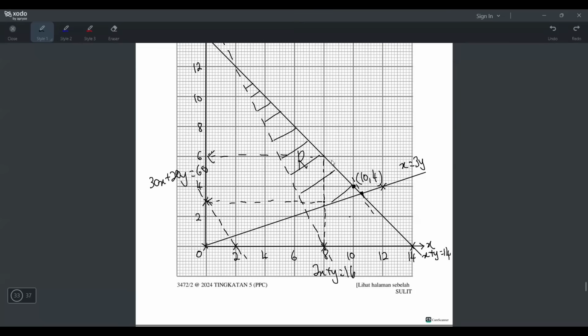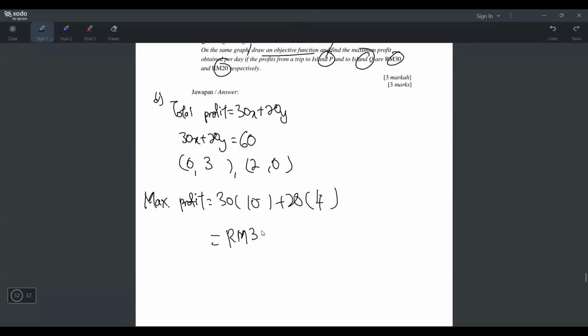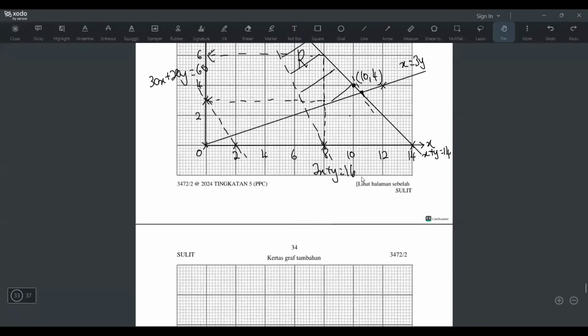So this point you can take because it's a solid line, and if it's on the line, it's considered acceptable, right? So the point we end up using will be (10, 4). So that would be the maximum x and maximum y. And if you substitute inside this formula, you will get the maximum total profit. So 30 times 10 plus 20 times 4, 380. And make sure you write RM because this one is profit, right? So that is the answer. Okay, finished. Hope you understand.